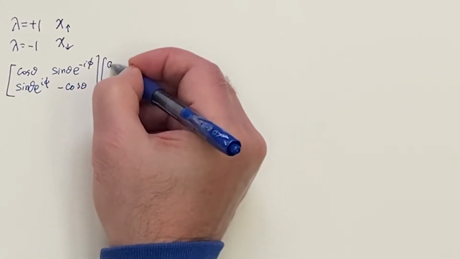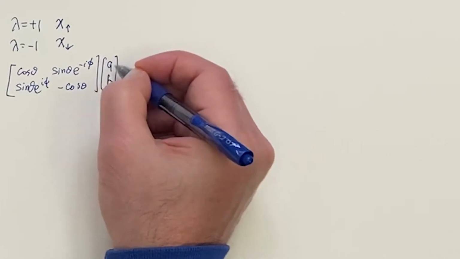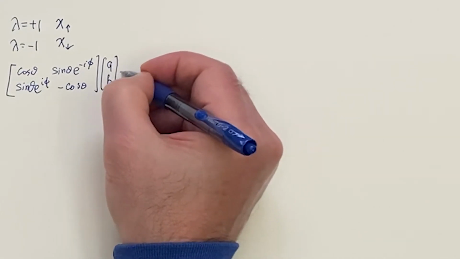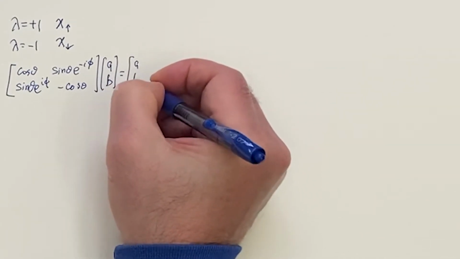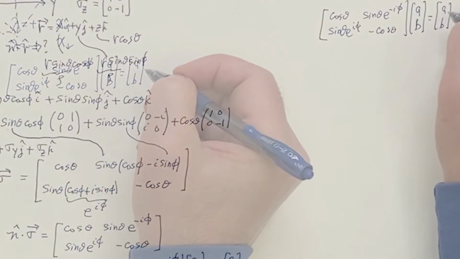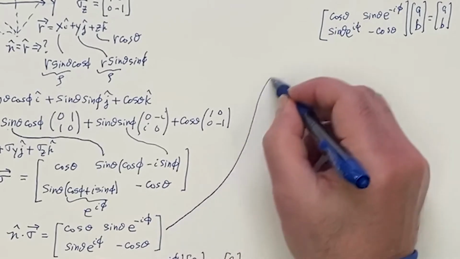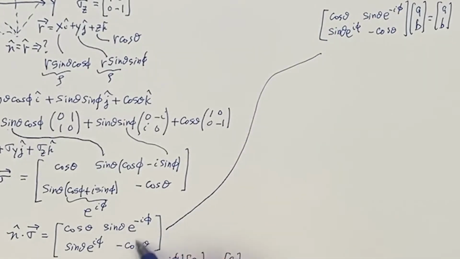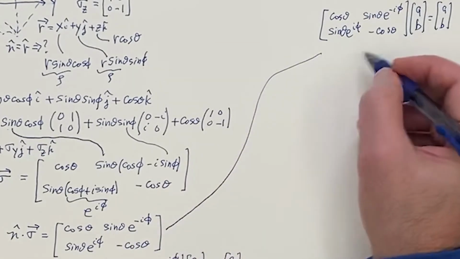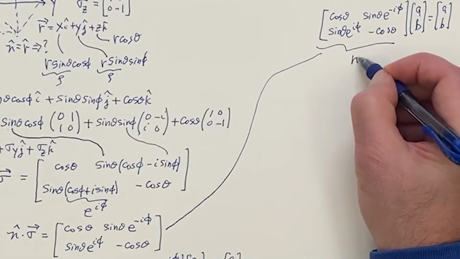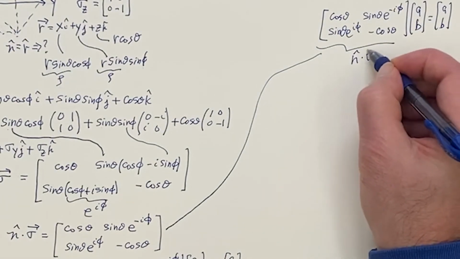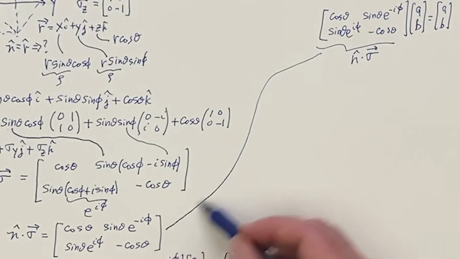When you operate on A and B, we'll call that A and B instead of C1 and C2. That has to get you back A and B. And just as a reminder, this is the operator that we're using. This is the n dot sigma operator. Same thing.